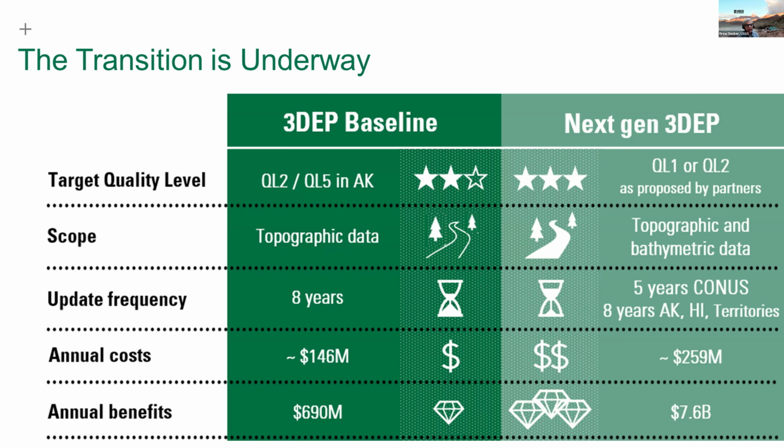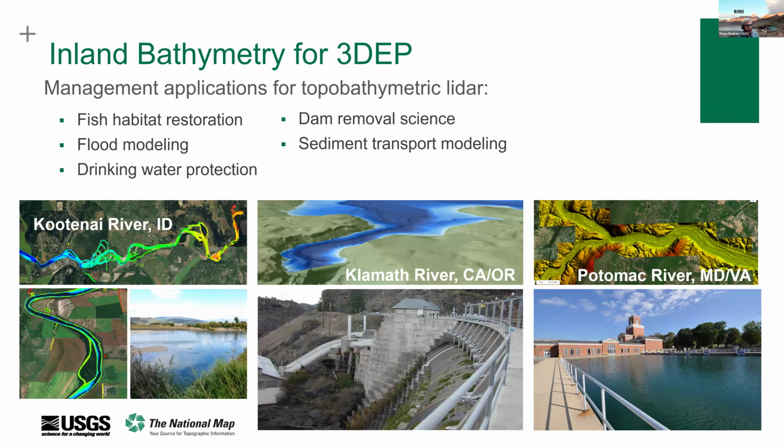Update frequency was 8 years. It's been moved up to 5 years, continental United States, 8 years, Alaska, Hawaii, and the territories. I would hope that we'd be able to go a little quicker than that too, since we have data in Hawaii that's getting older as well. Annual costs go up, but again, you're getting a higher quality product now. Annual benefits go up as well. Inland bathymetry, we're getting more and more of that collected now. Lakes and rivers, just a few of the examples that we have here, the Potomac, et cetera, Klamath. And now in Washington and Oregon, there's a fair amount of inland bathymetry being collected.